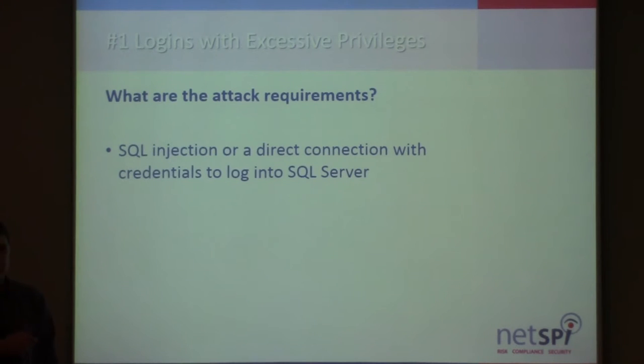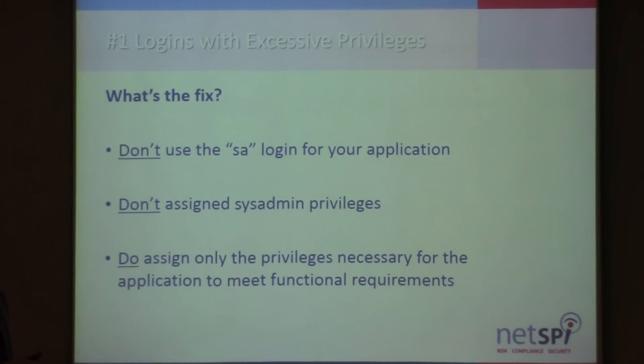All right, so the attack requirements for this are pretty straightforward. If I can get SQL injection or creds from, say, a connection string stored in web documentation somewhere that hasn't been encrypted, I'm guaranteed DBA on the server. The nice thing is it's a very easy fix. Don't use SA, don't use sysadmin privileges for any of your apps, and lock them down to only the privileges that are necessary, which in most cases are going to be read access to a few tables or read-write access to a handful of tables within the database.